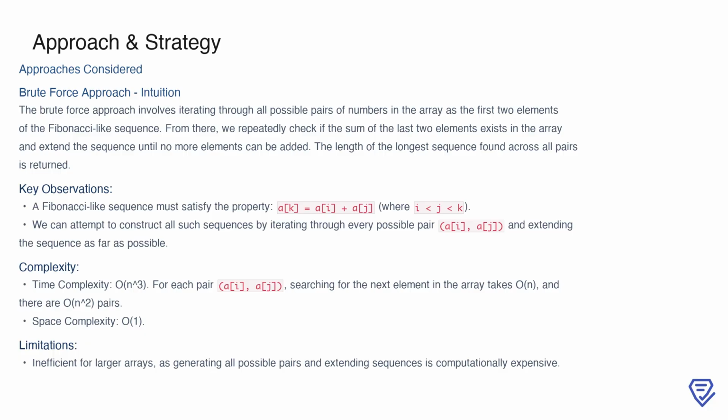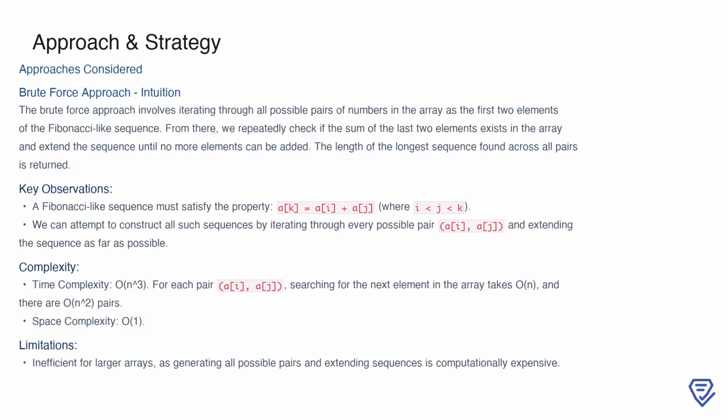The key observation that makes this approach valid is the property of Fibonacci-like sequences. Any valid sequence must satisfy the relationship a_k equals a_i plus a_j, where i, j, and k are indices such that i less than j less than k. This means we can systematically construct all possible sequences by trying every pair of starting numbers and extending them.